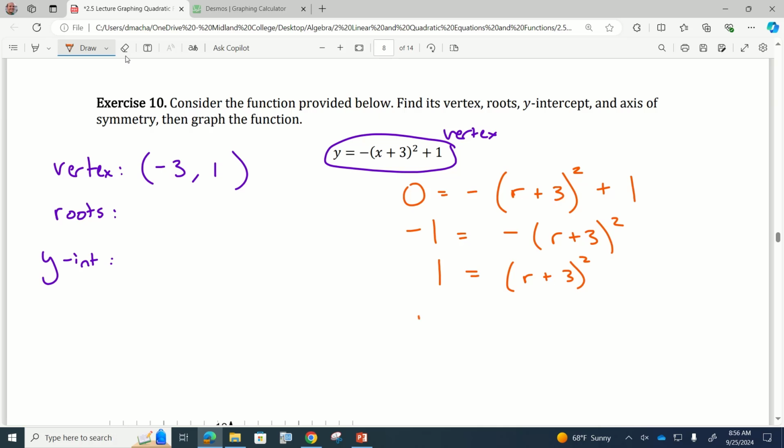And then take the square root of both sides. The square root of 1 is just 1, but since I took the square root of both sides, I have to throw in a little plus or minus sign. And lastly, I will subtract 3 from both sides. And I find that my roots take place at -2 and -4.